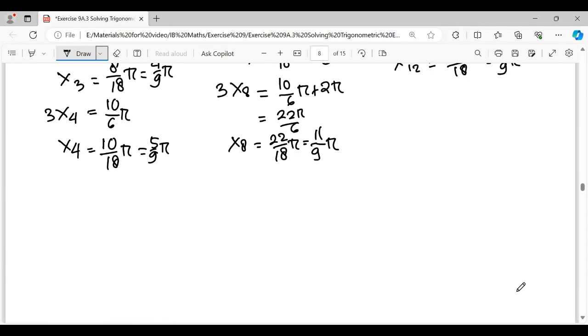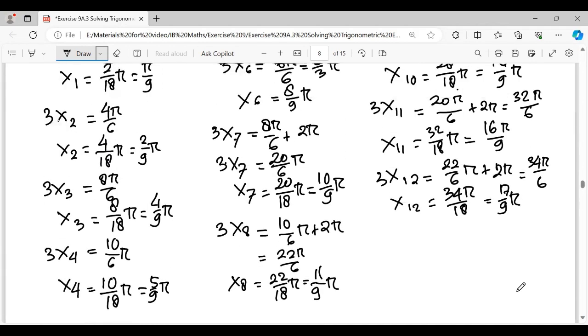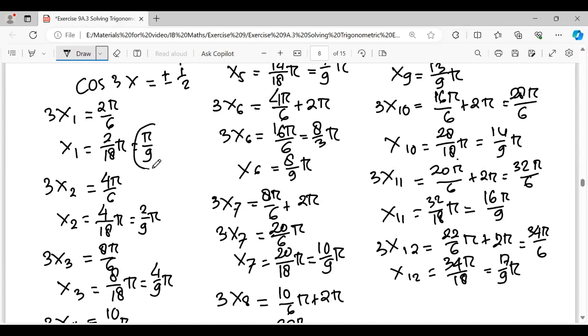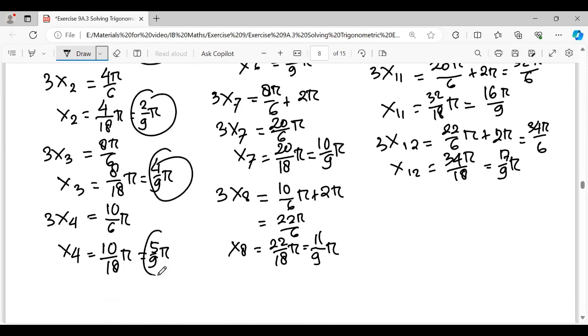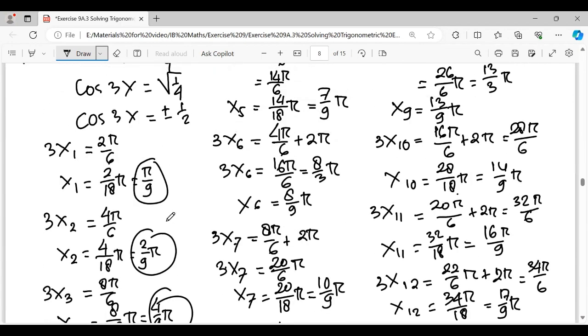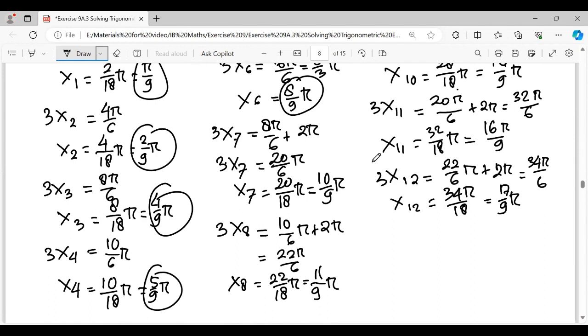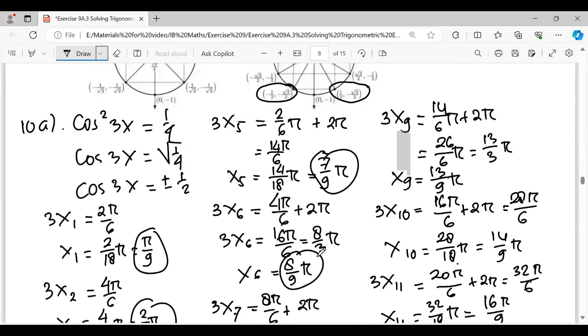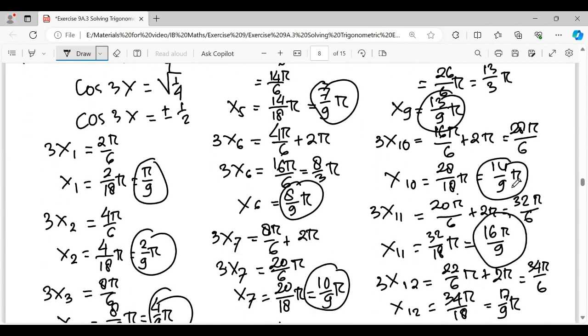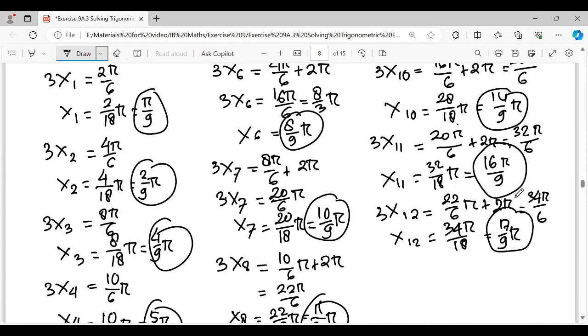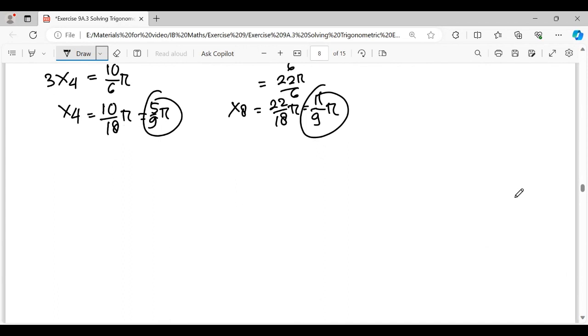Okay, so x has 12 values: 1, 4, 5, 6, 7, 8, 9, 10, 11, and 12. 12 values. Right.